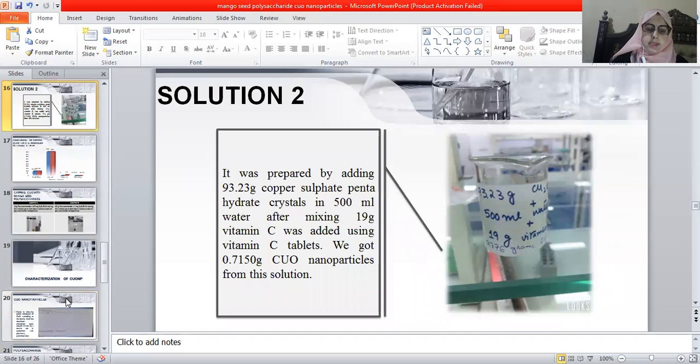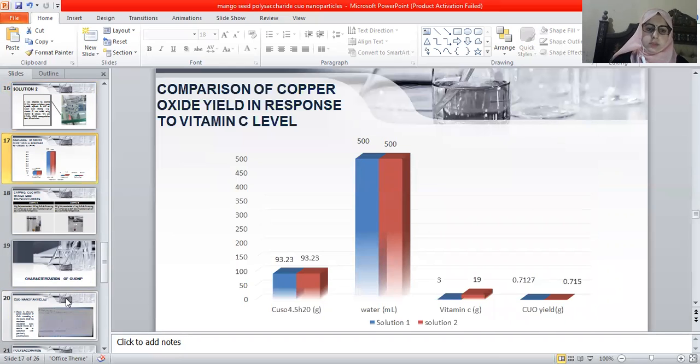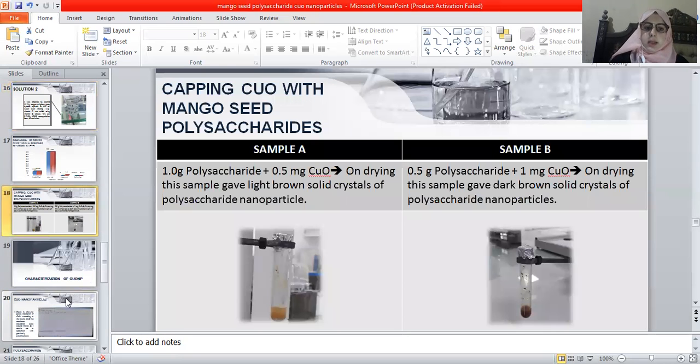Solution 2 contains the same amount of copper sulfate with 500 ml water; the difference between the solutions was due to the different level of vitamin C used. We used 19 gram in the solution, and there was a difference between the yields. We actually wanted to know the difference in yield depending upon vitamin C level, but there was not a big difference between the yields, as shown in the graph. While the capping of the two samples was done, there was a color difference between the two samples, as shown in the picture. Sample B contains a light brown solution, while sample B2 contains a dark brown solution.